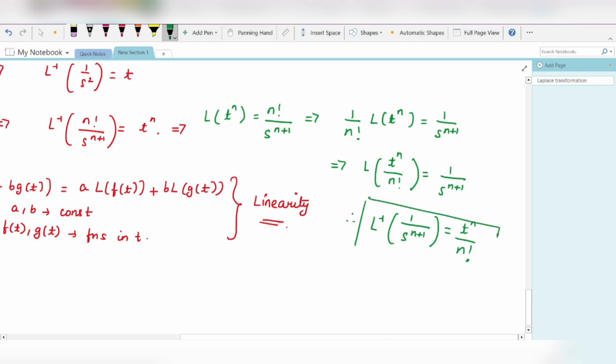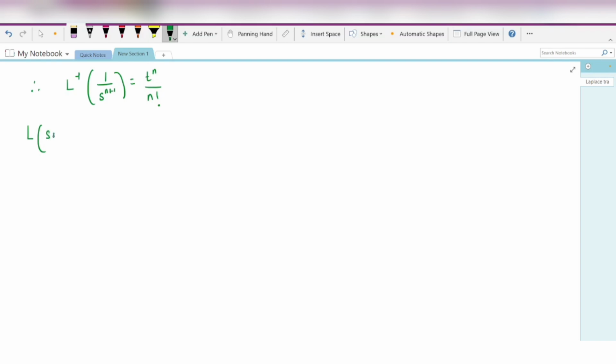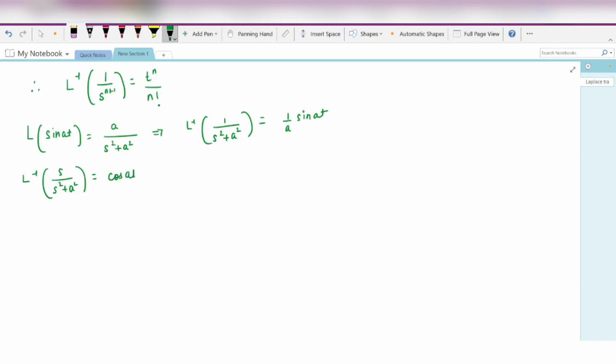All right. So either I can say this, or I can say that Laplace inverse of n factorial by s raised to n plus 1 is t raised to n. Both are equivalent. So this was about finding the basic Laplace transformation of sin at is a by s square plus a square. So this gives us that Laplace inverse of 1 by s square plus a square is equal to 1 by a sin at. And similarly, we can find the Laplace inverse of s by s square plus a square, and that will be equal to cos at.